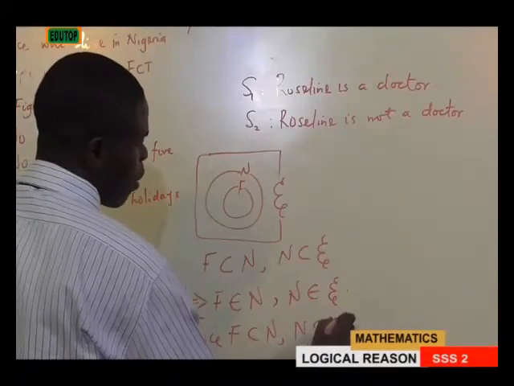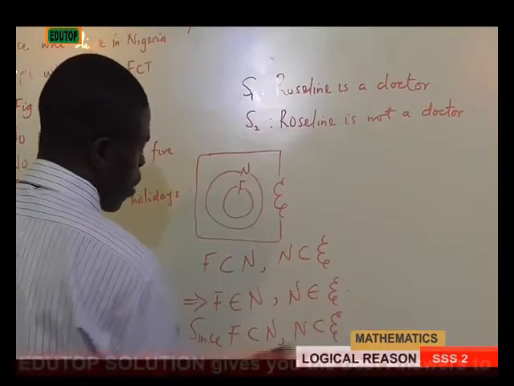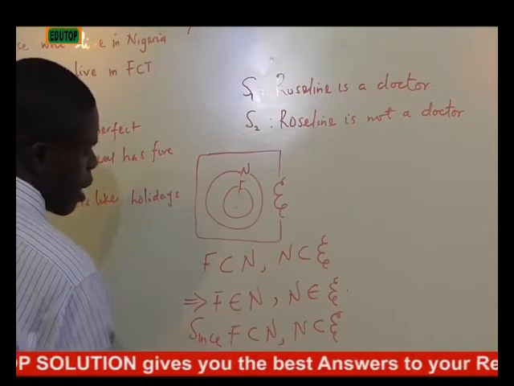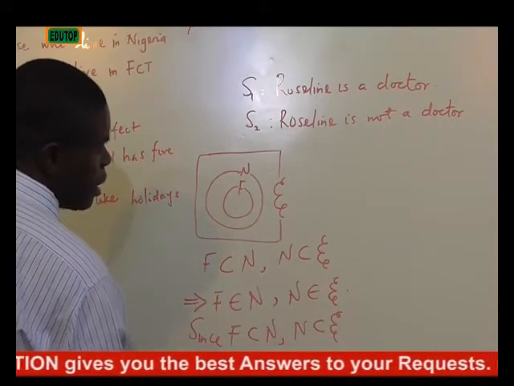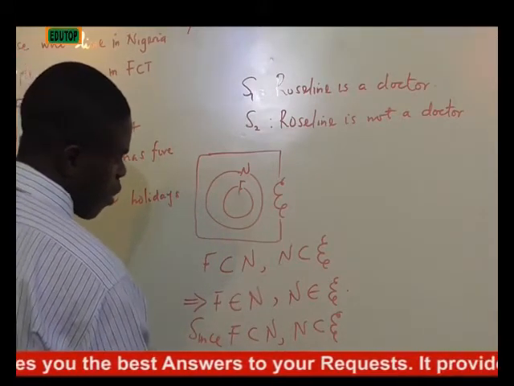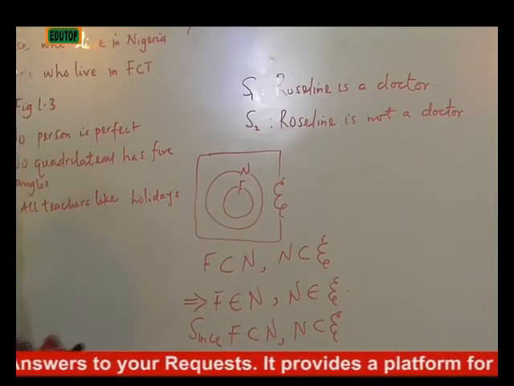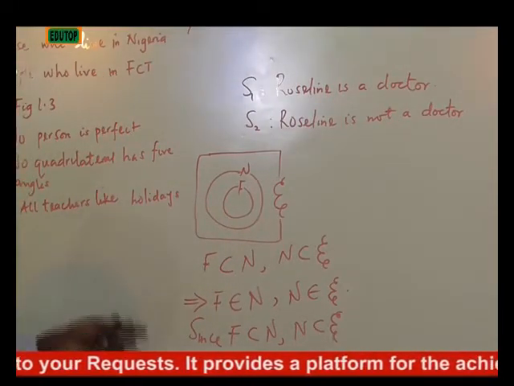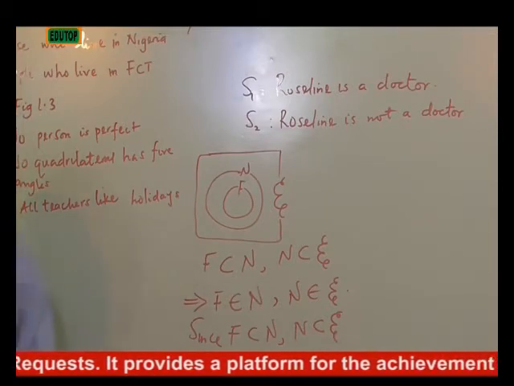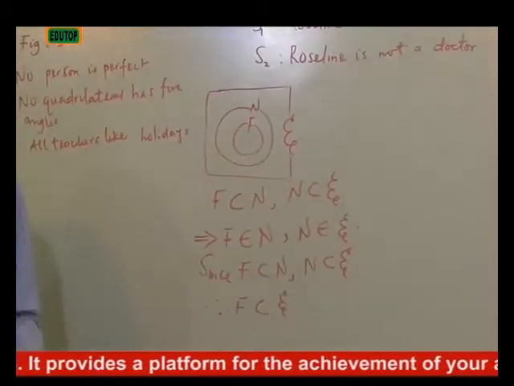is a subset of the universal. Therefore, F will definitely be a subset of the universal. And this simple analogy is what is known as logical reasoning.